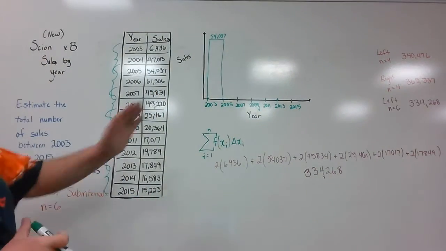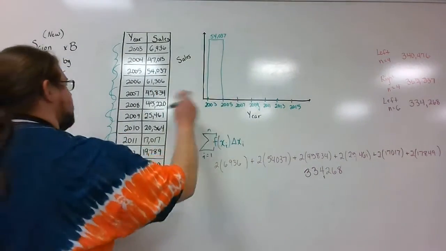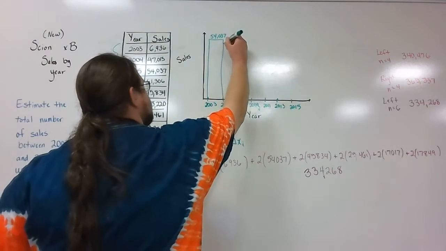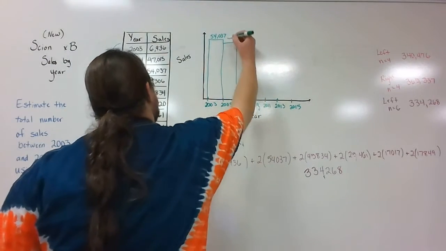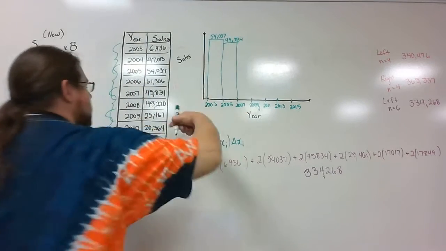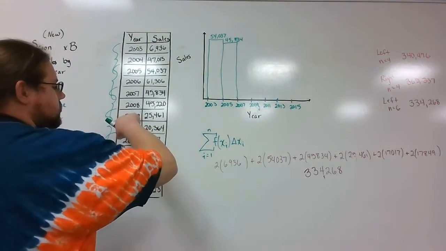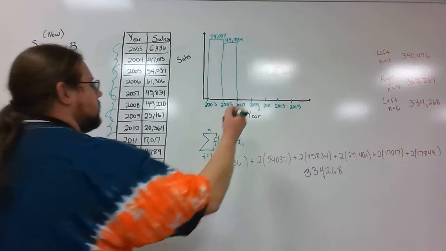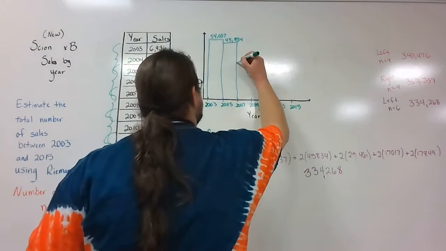All right, then 2005, 2007, I'm using the number on the right, which is the 2007. Again, it didn't have a big drop. It went down from that to 45,834. This is when we really start to see the drop. So 2009 is 25,461. So almost gets cut in half.